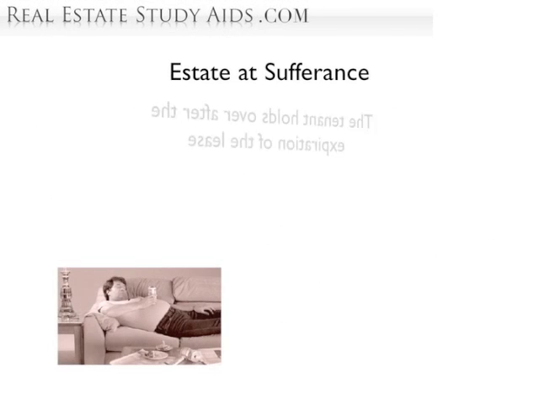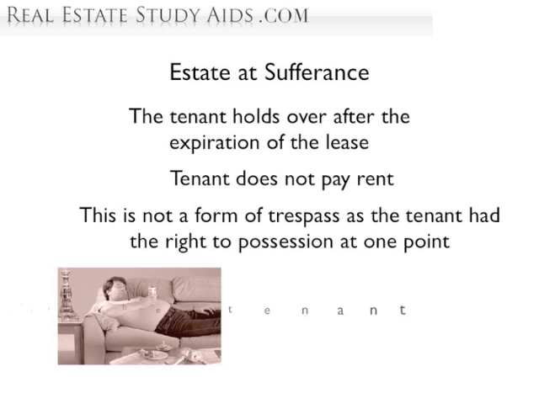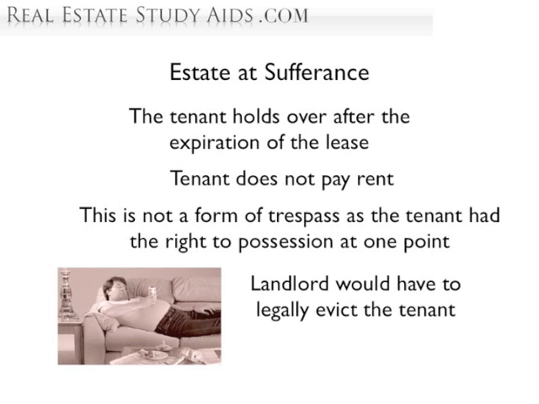An estate at sufferance arises when the tenant wrongfully holds over after the expiration of his term, often called a tenancy at sufferance. An example of an estate at sufferance would be a tenant that does not pay rent. In simple terms, the landlord is suffering. This is not a form of trespass, as at one point the tenant had the right to be on the property. The landlord would have to legally evict the tenant when a tenancy at sufferance is created.